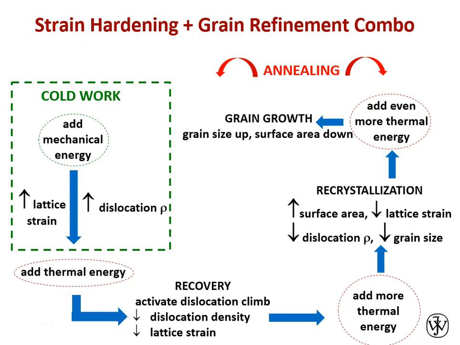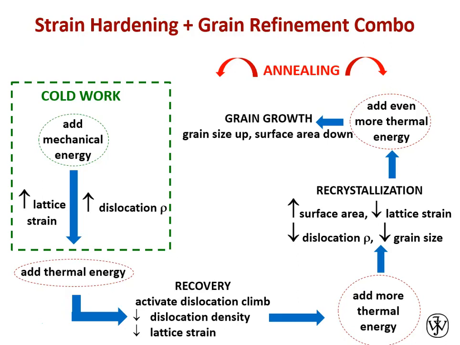So now we've swapped the strengthening mechanism of a high dislocation density from our cold work, our strain hardening, for another type of strengthening mechanism, which is grain refinement. This is how you grain refine a material. You strain it, add a bunch of energy to the lattice, and then start exchanging some of that strain energy for the surface energy of a smaller average grain size.